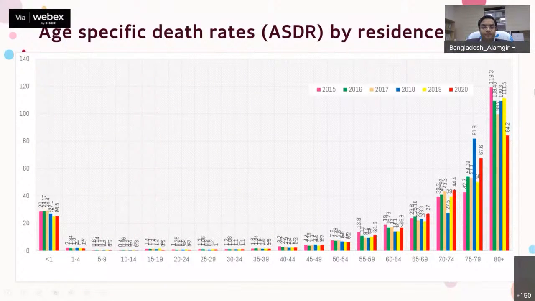I have shared here the specific death rate from the sample vital registration system by residence. You can see the death rate per thousand here in Bangladesh from 2015 to 2020, and you can see the neonatal death rate and the adult death rate is growing. The rate grows after 40, but in Bangladesh we consider 60 years and above as adult death. And in recent years, particularly in 2020, you can see that the death rate for adults is slightly decreased compared to the previous period.